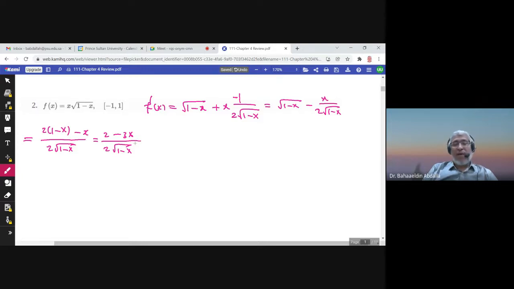Now I can find the zeros of f prime. So to find the critical numbers, f prime equals 0 when 2 minus 3x equals 0. So when 3x equals 2, or x is 2 over 3. So this is a critical number. And f prime does not exist when x is 1.